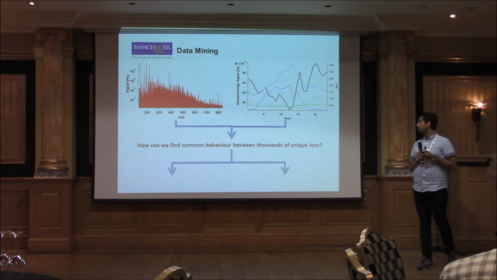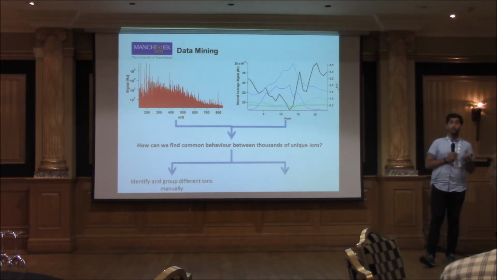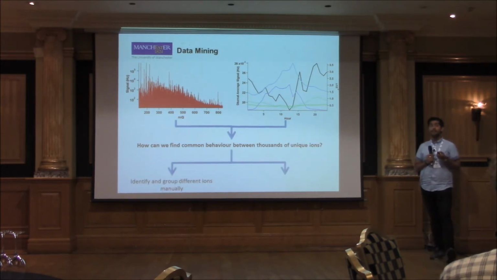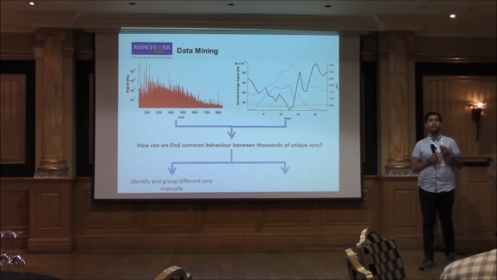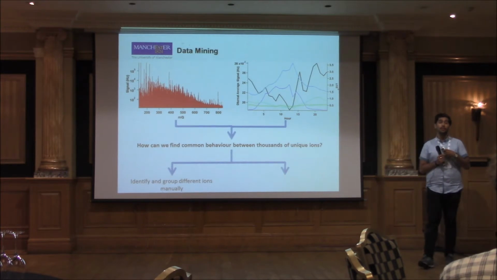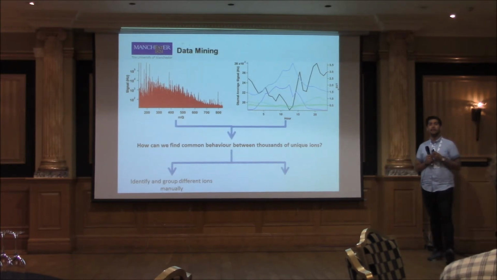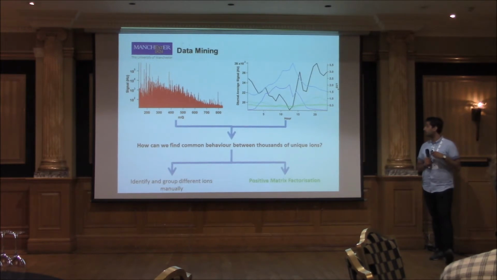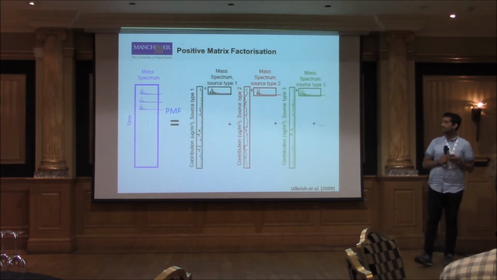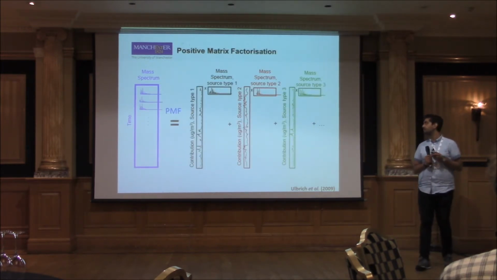You can either do this in terms of a bottoms-up approach and manually identify each individual ion and then try and group them together, either using some stuff we already know from literature in terms of reaction pathways in the atmosphere and things like that, or the approach which I'm going to talk about today, positive matrix factorization. So I will give you guys an overview of what that approach does.